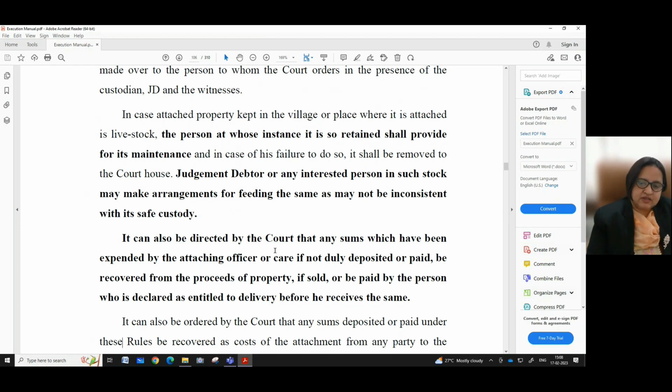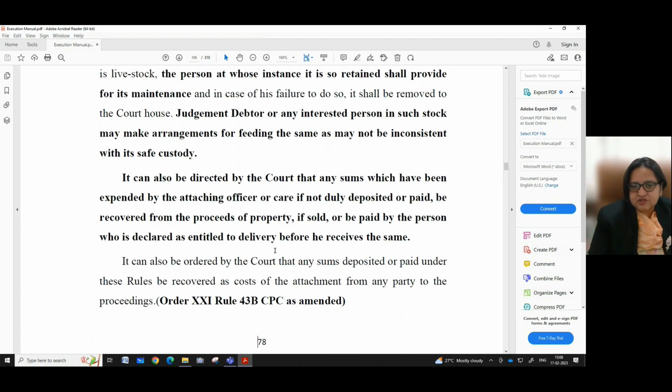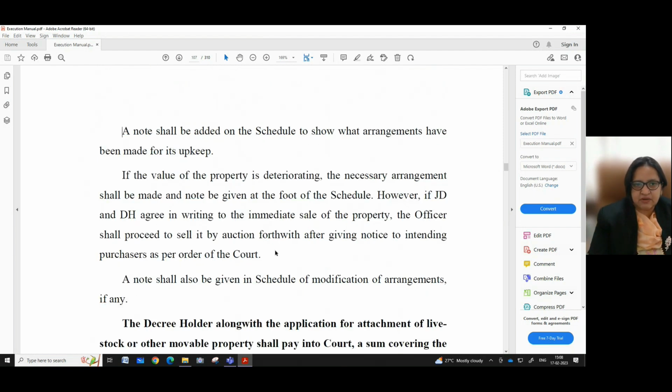It can also be directed by the court that any sums which have been expended by the attaching officer for its care, if not duly deposited or paid, be recovered from the proceeds of property if sold, or be paid by the person who is declared as entitled to delivery before he receives the same. It can also be ordered by the court that any sums deposited or paid under these rules be recovered as cost of the attachment from any party to the proceedings. Order 21, Rule 43B CPC as amended.